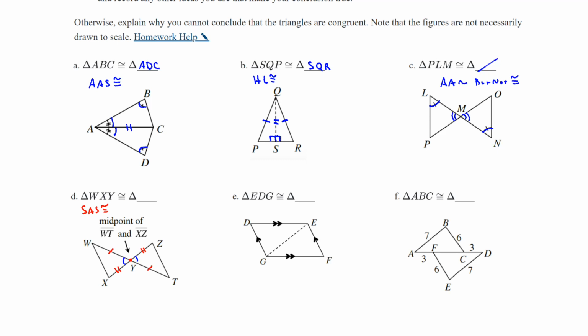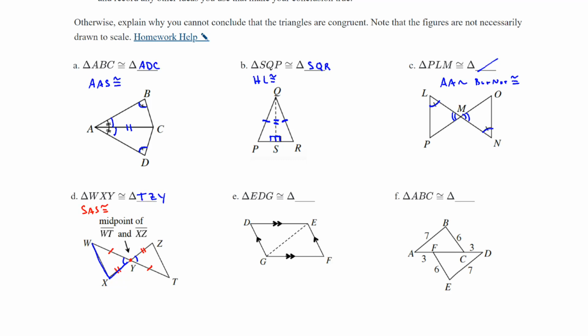So WXY, so that triangle, we got to match everything up. So W would match up to T, X would match up with Z, and then Y matches up with Y. So triangle TZY.